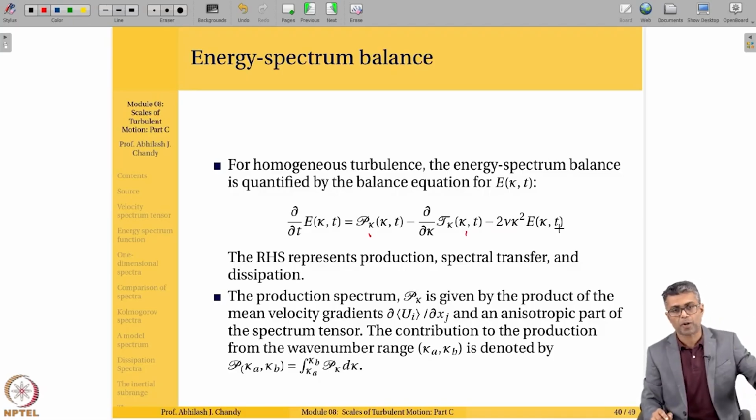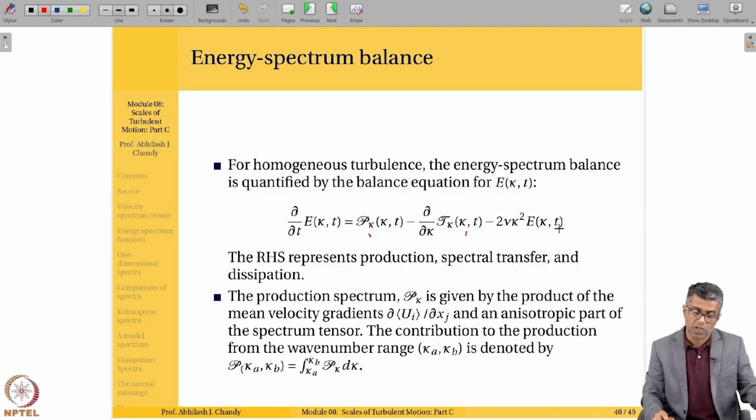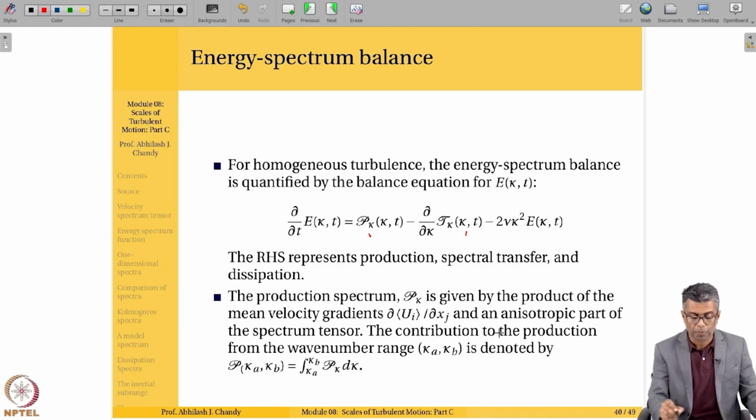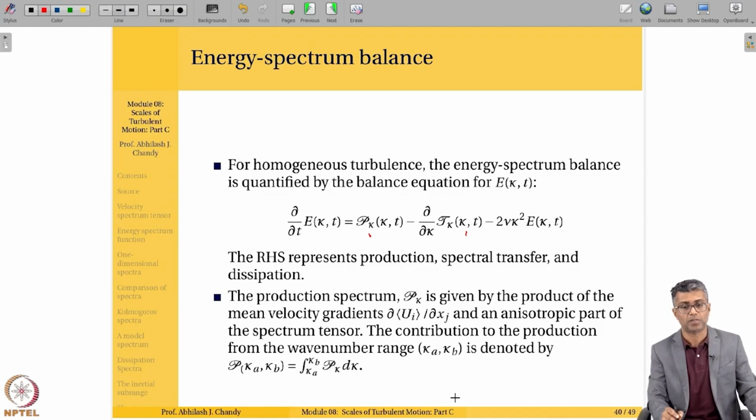Now, this production spectrum, we won't go into the details of that, but it is given by the product of the mean velocity gradients. And we knew that it is an inviscid process. The production is an inviscid process. Energy is removed from the large scales, produced there, right? And it is the product of the mean velocity gradients and an anisotropic part of the spectrum tensor. Let's not focus on that.